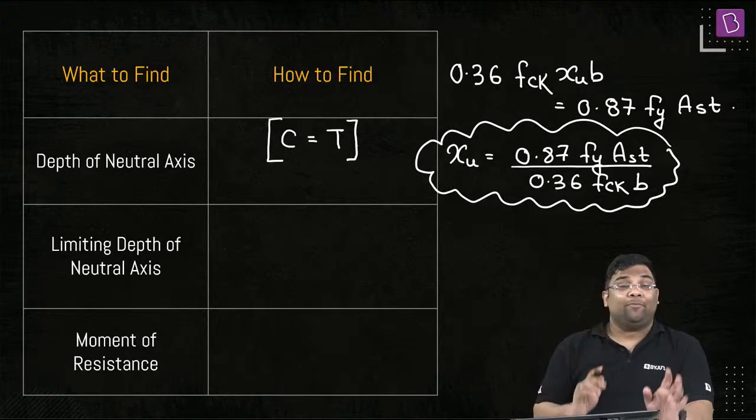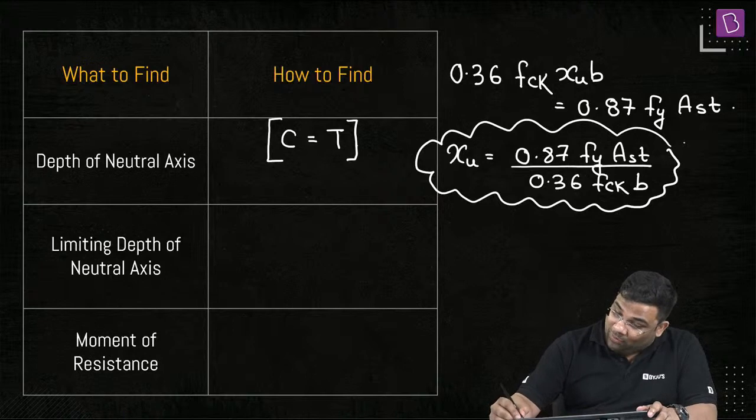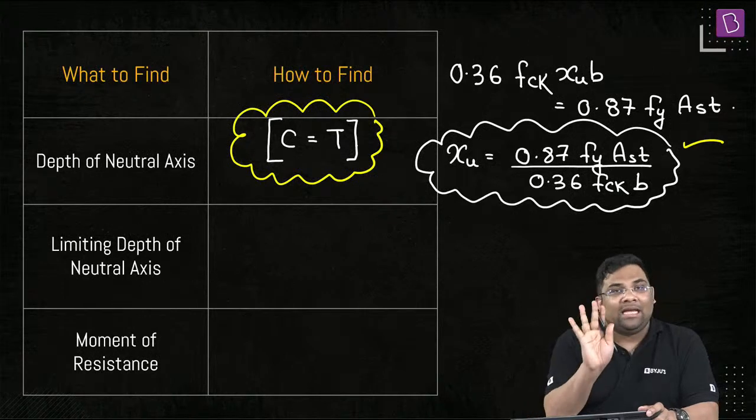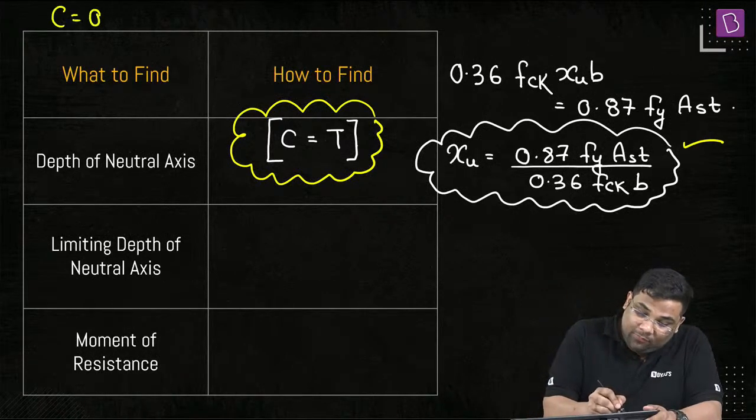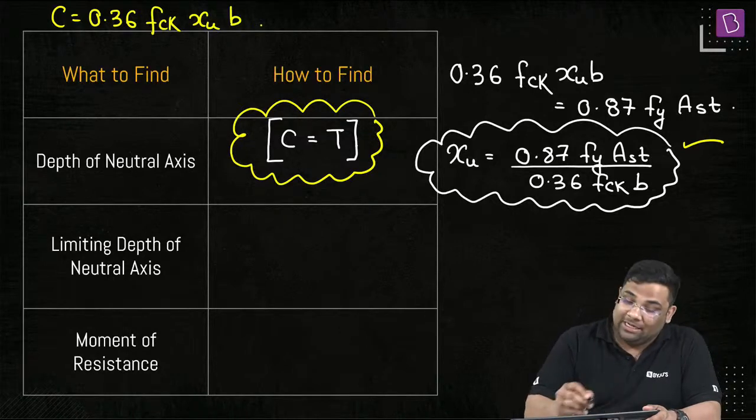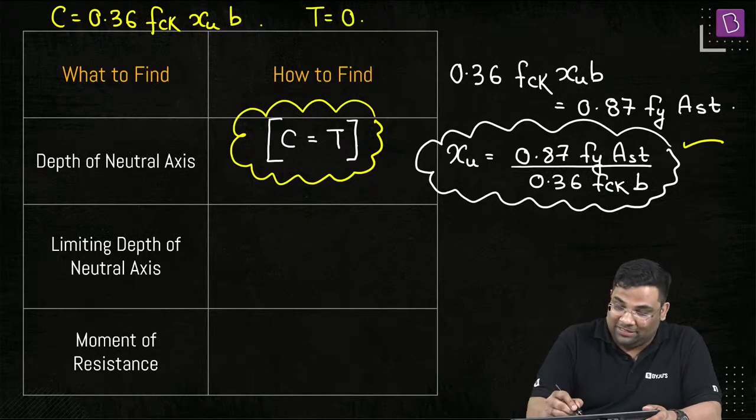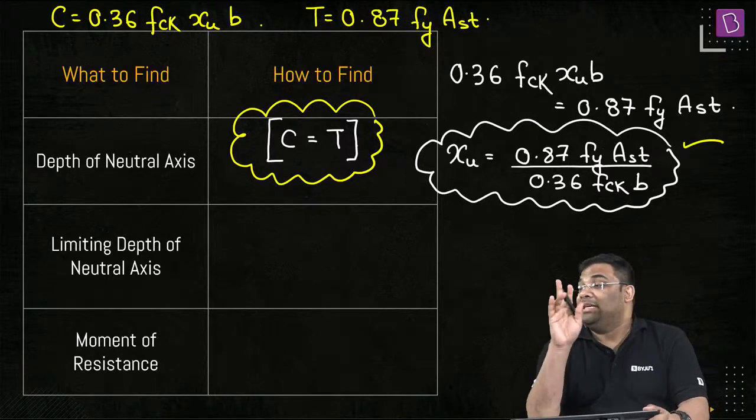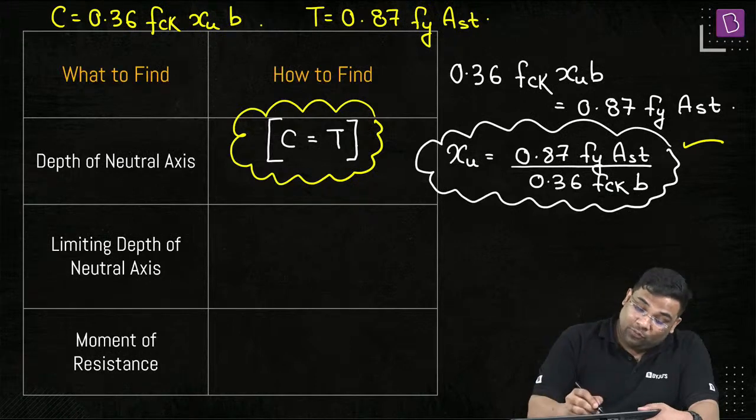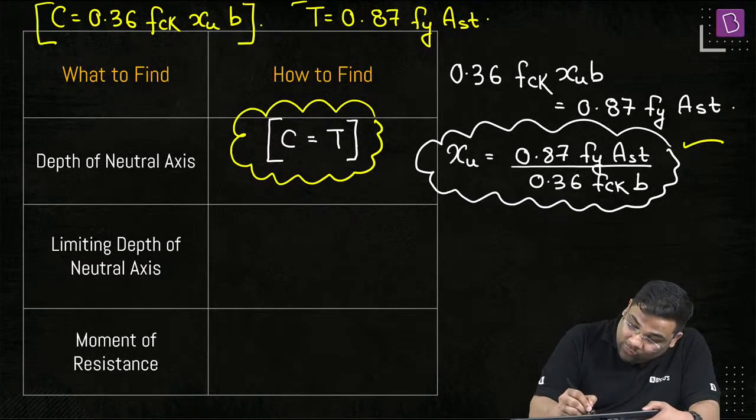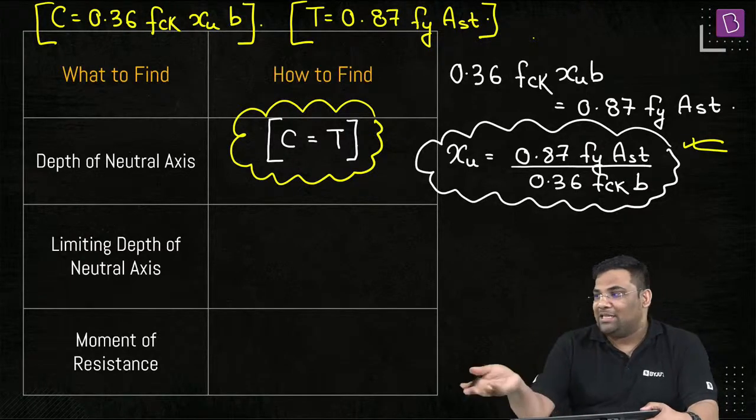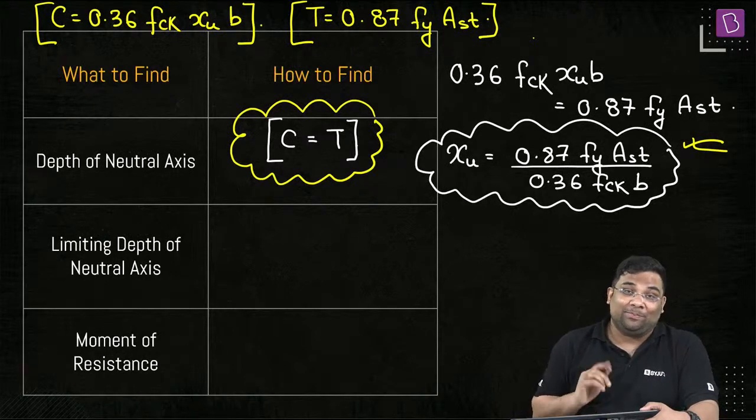Now tell me, which one is the better approach for you? To remember this formula or just remember this concept that C is equal to T. Anyhow, you have remembered C is equal to 0.36 fck into Xu into b. You have remembered T is equal to, some things you have to remember, obviously. You can't find everything logically, but you should not be remembering everything. If you know C is this and T is this, just equate C is equal to T and the rest of the equation you can write down in the examination itself. Smart approach.